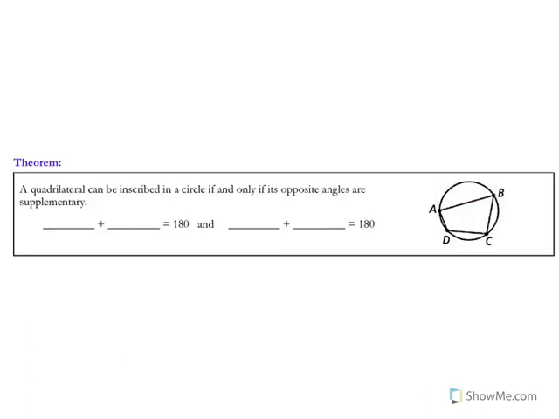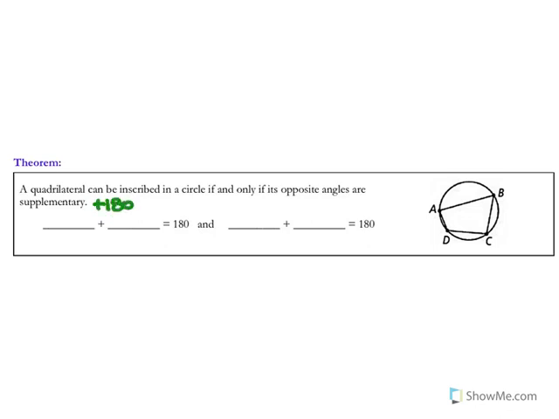Whew, all right, one last theorem. This one says a quadrilateral can be inscribed, or inside, a circle if and only if its opposite angles are supplementary. Ooh, we haven't talked about supplementary for a second. What does that mean? Yep, it adds to 180, sums to 180.